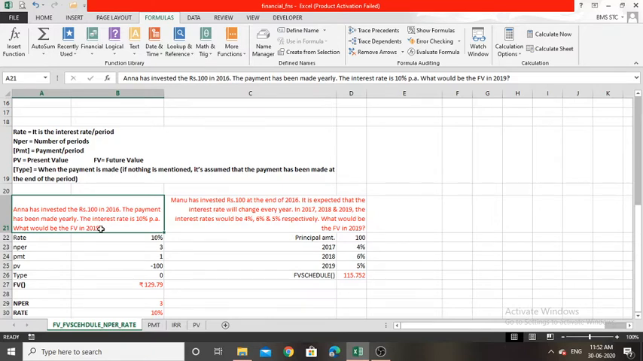So neglect that, just look at the question itself. She paid an amount of 100, so her present value was 100, the cash on hand. The payment has been made yearly, so she will pay a particular amount year-wise. The interest rate is 10% per annum, so that is the rate.